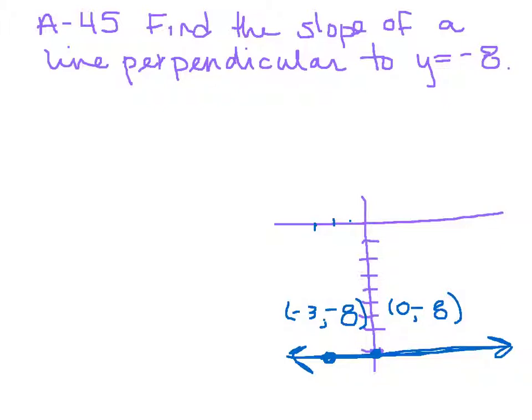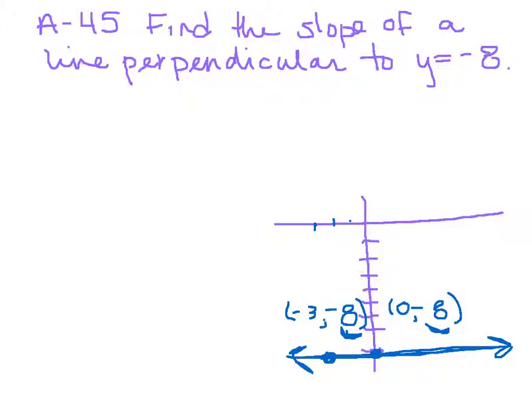I want to find the slope of a line perpendicular to y equals negative 8. So I drew the line there, in that really pretty blue. I should have been using that blue more often. Anyway, y equals negative 8 is a horizontal line, so every point on that line is going to have a y value of negative 8. So I just drew 2 points there to show that.